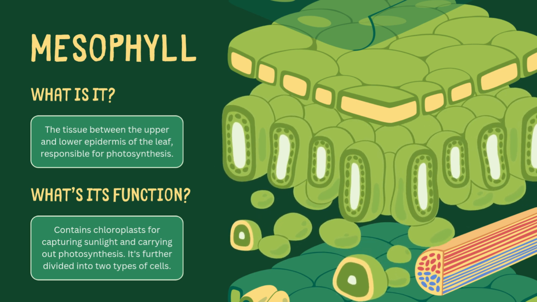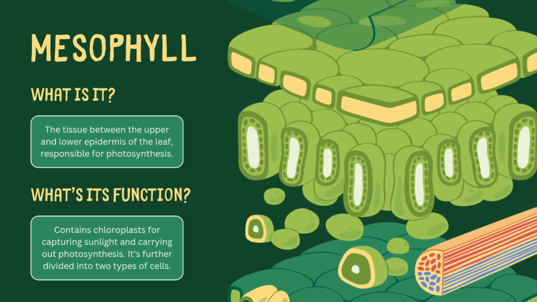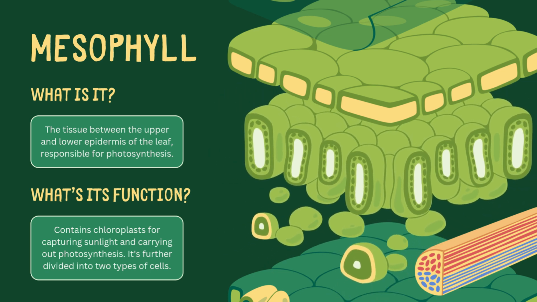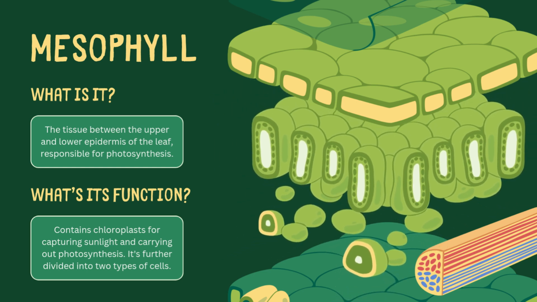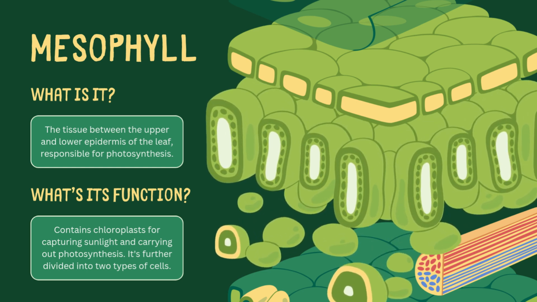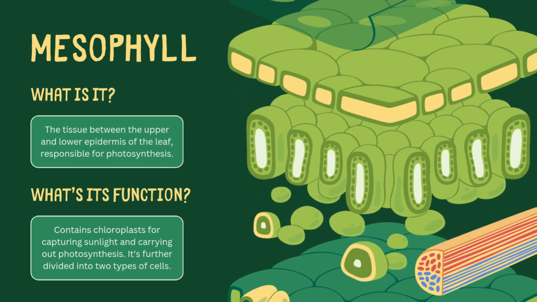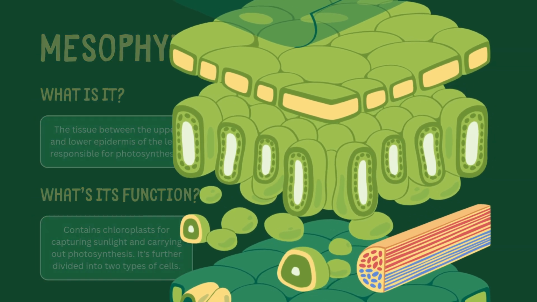Mesophyll. Mesophyll is the tissue between the upper and lower epidermis of the leaf, responsible for photosynthesis. It contains chloroplasts for capturing sunlight and carrying out photosynthesis. It's further divided into two types of cells.